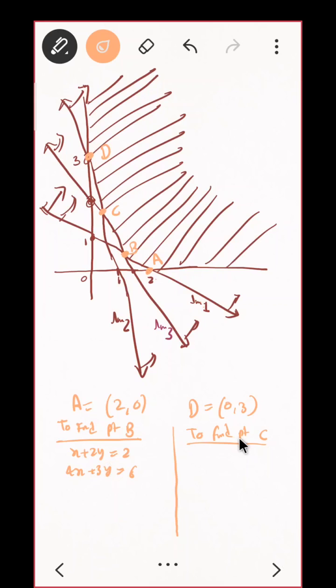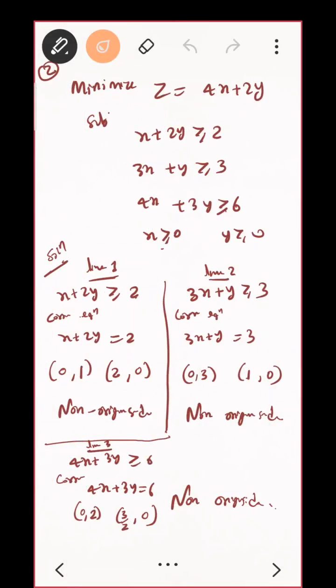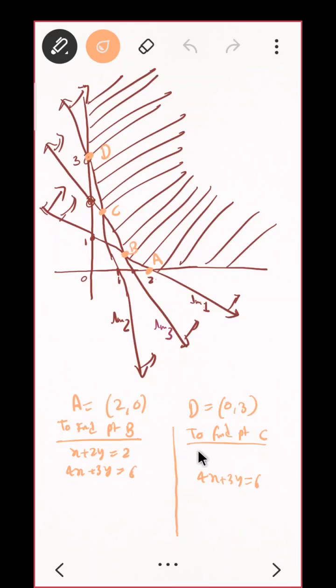And point C is the intersection of line 2 and line 3. So what is line 3? Line 3 is 4x plus 3y is equal to 6, and what is line 2? It is 3x plus y equal to 3. Tell me the intersection point by solving them. I'll give 2 minutes. Just quickly give me the values of x and y. The x value will be the x coordinate and the y value the y coordinate. Tell me fast.